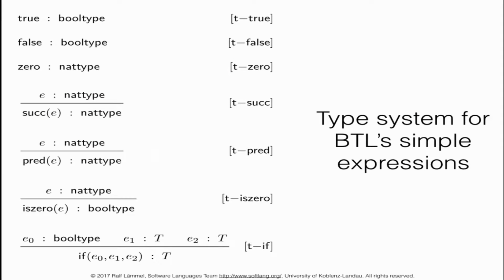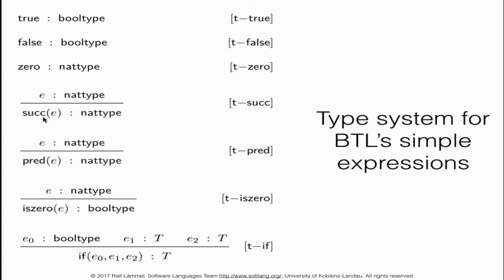So here is the type system for the BTL language. So basically we have one rule per language construct. So it's quite comparable to an operational semantics definition, especially one in the big-step style, except that we don't really compute these expressions, but we assign types to expressions. So the first axiom says that true is of type BoolType, false is also of type BoolType. Second axiom, third axiom, zero is of type NatType.